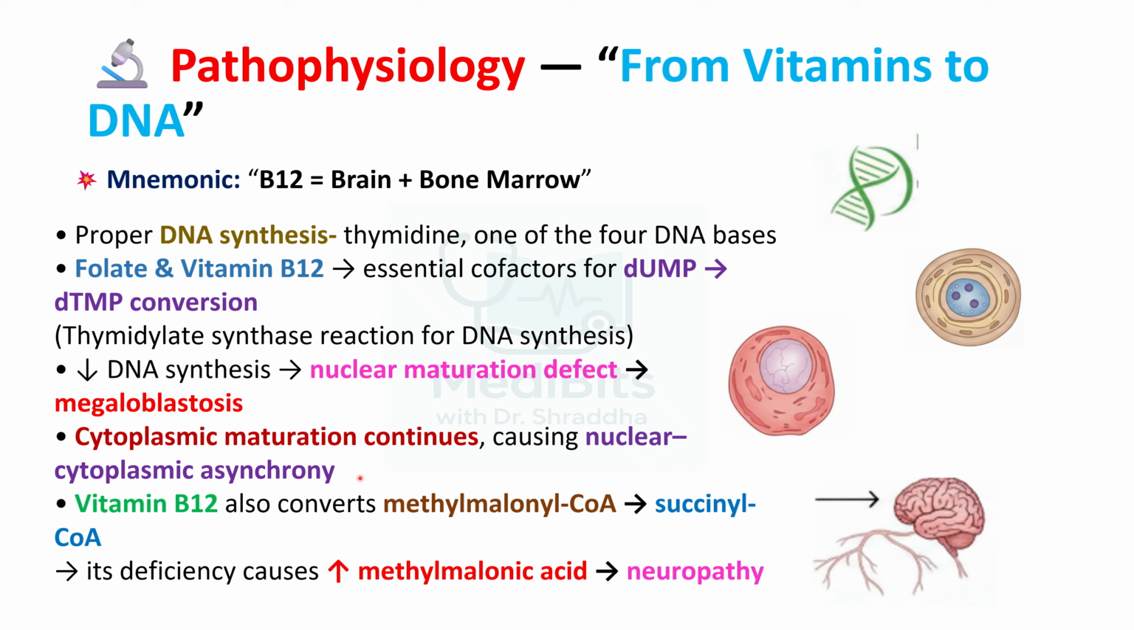But there is more. Vitamin B12 has another important job also. It helps convert methylmalonyl coenzyme A to succinyl coenzyme A in fatty acid metabolism. Without B12, methylmalonic acid builds up, which damages myelin, the insulation of nerves. That is why patients with vitamin B12 deficiency get neurological symptoms like tingling and loss of vibration sense. So an easy way to remember is B12 equals brain plus bone marrow. It affects both the nervous system and the hematopoietic system.